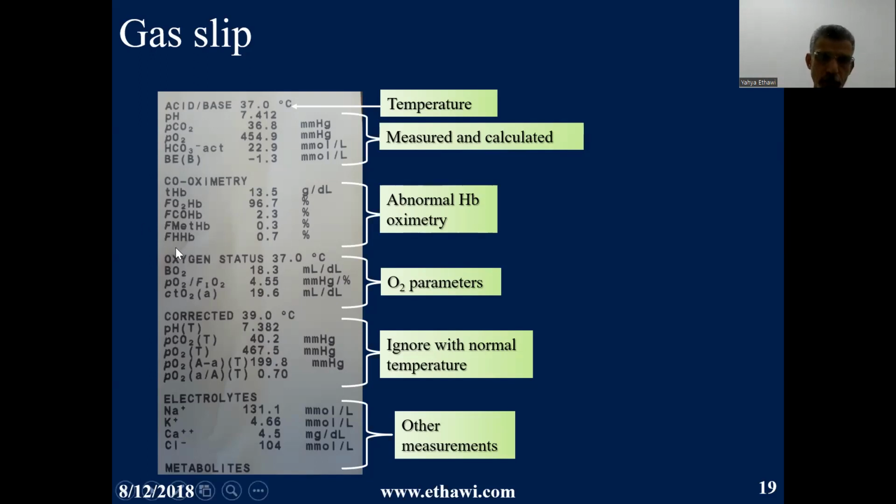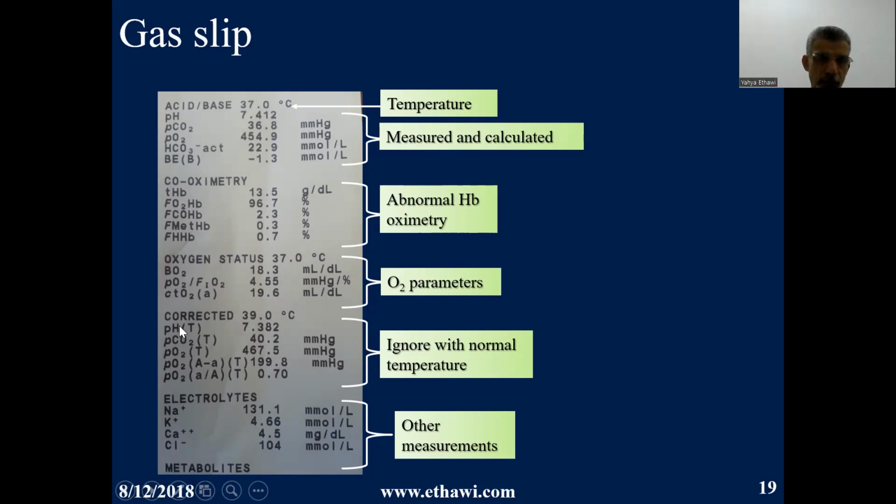Okay, we have hemoglobin also here. So you can see this is co-oximetry. It gives different types of oxygen measurements, the relation of various types of oxygen status. We don't need to know about this, but it also gives you values of oxygen.